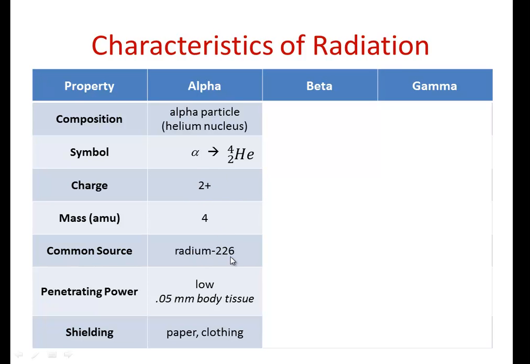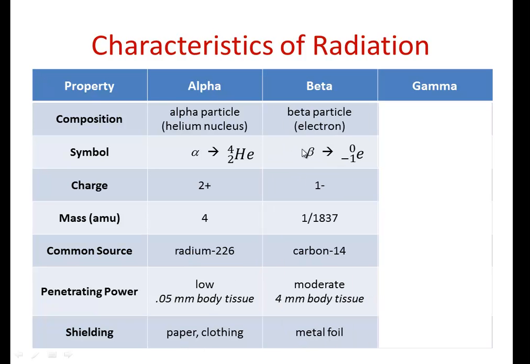Common source, radium-226. The penetrating power of most alpha radiation is pretty low. It's not a real dangerous form of radiation, and the shielding that's required is simply like a piece of paper or clothing. Beta radiation is also mediated by a particle, which in this case is the electron.